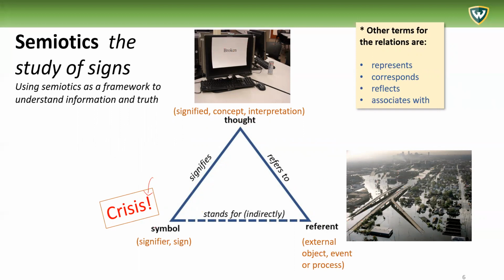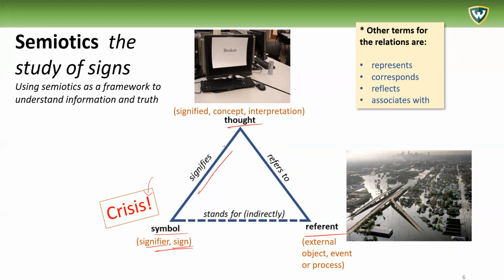So we have three elements: the symbol, the thought, and the referent. And I use these terms interchangeably. So if I say symbol, I mean signifier or sign. If I say thought, I mean signified concept or interpretation. If I say referent, I mean the external object, event, or process.